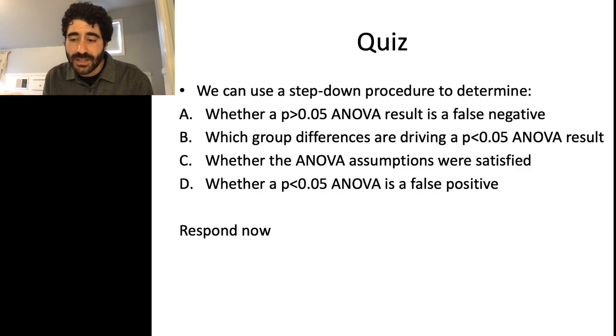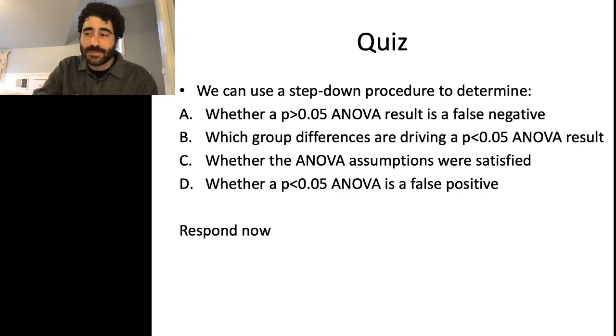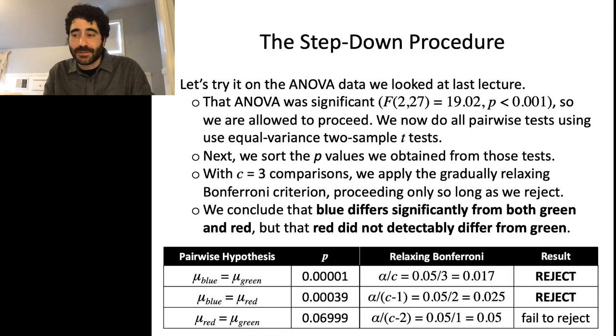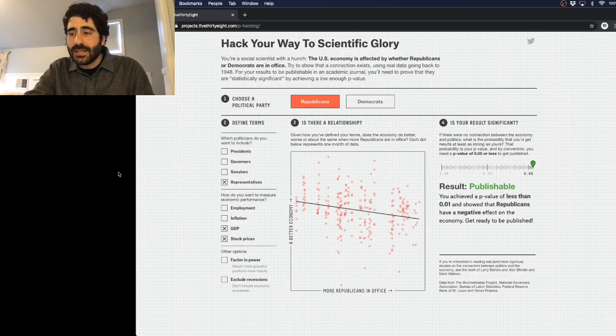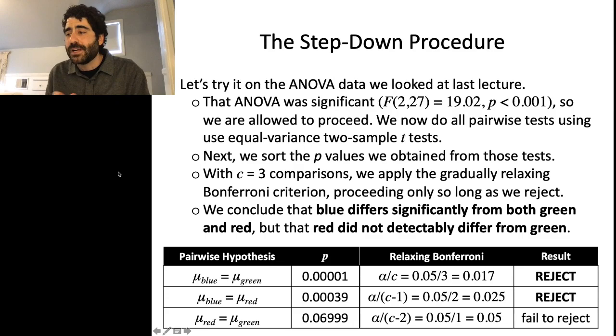And we're actually not guaranteed that any of the groups will show a significant difference in the step down procedure. So it's possible to get a significant ANOVA result, but our step down procedure just fails immediately on the first step, right? So this very first p-value we try doesn't pass our threshold. That's totally possible.